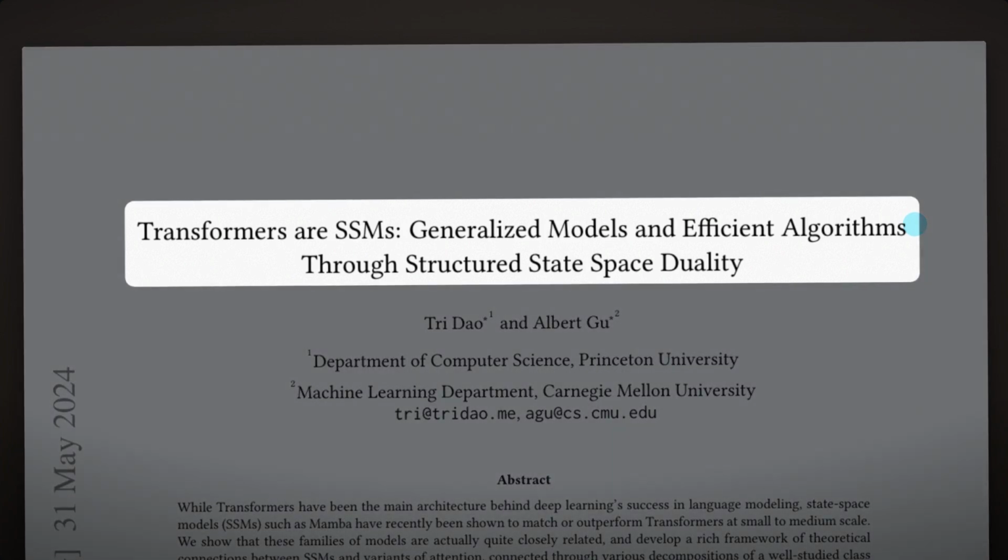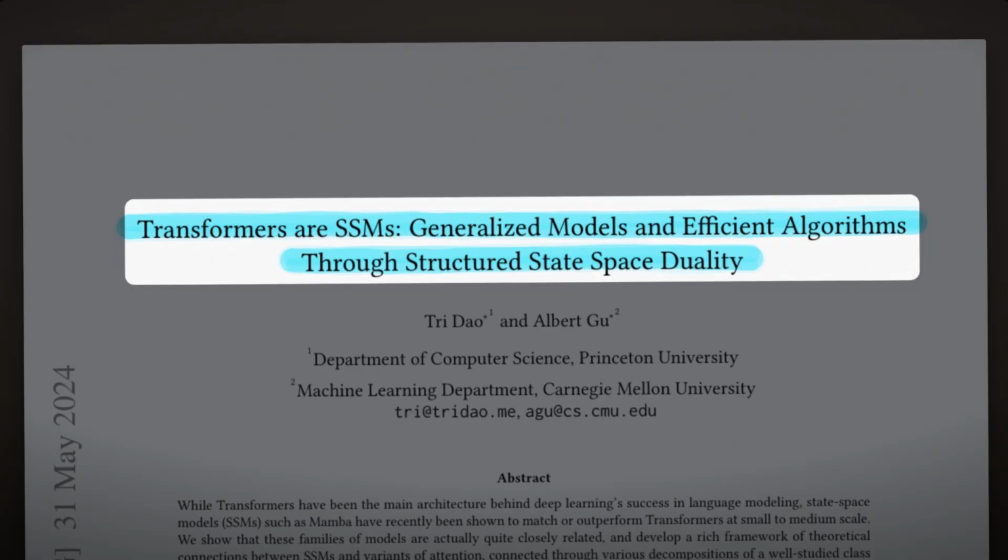Let's break down the core idea behind this paper. Transformers are SSMs, from Princeton and CMU.